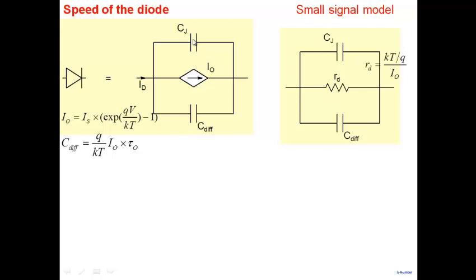So in small signal terms, what does it mean? I want current to flow through RD. RD is coming from this one here. So under small signal conditions, I want my current to flow through RD. I don't want it to flow through C diffusion and CJ. The moment the current starts flowing through capacitances, the diode is no longer behaving in a familiar manner. So that's the idea. This is what is limiting the speed. When currents start flowing through capacitances, you know it's no longer behaving in a proper manner.